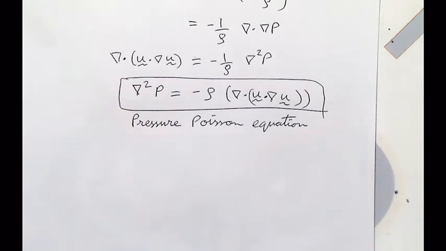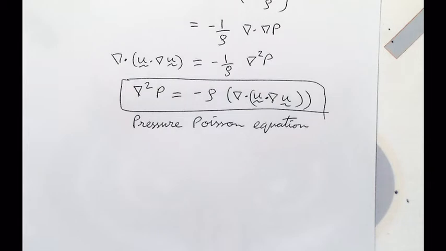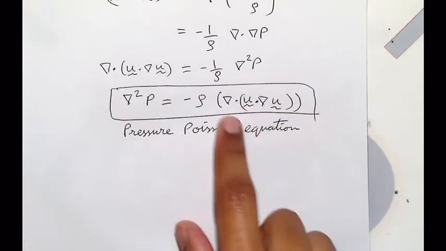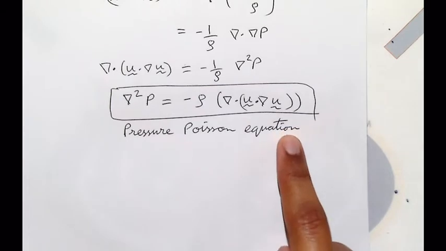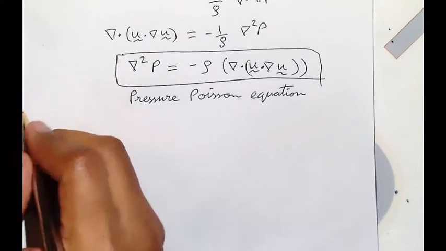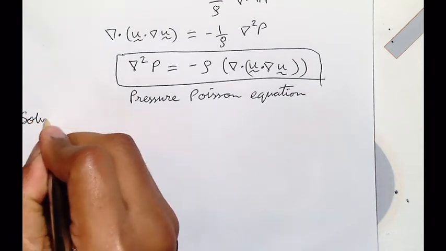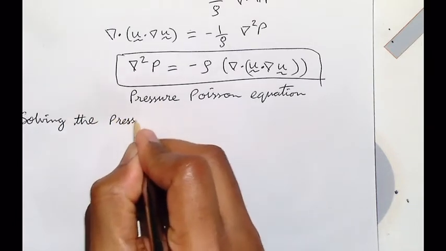So what is this equation telling us? If I know the velocity at all grid points in my computational domain, you would compute the derivatives listed here, and then you would solve this Poisson equation to give me the pressure. It turns out that solving the Poisson equation is the most expensive step in all of these simulations.